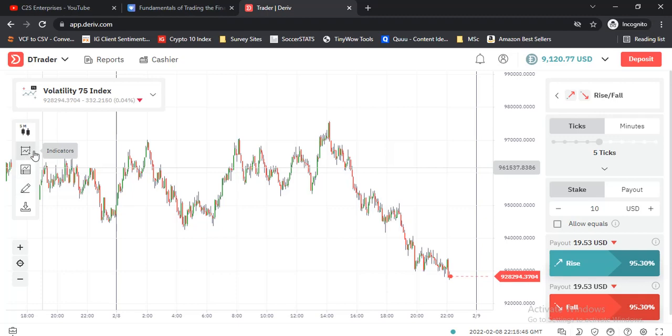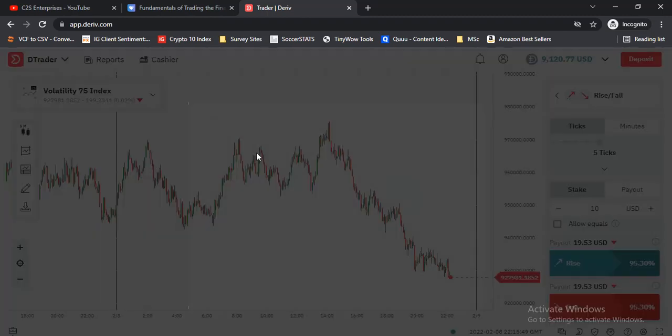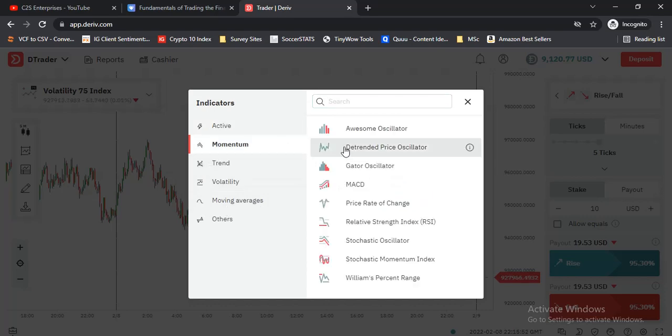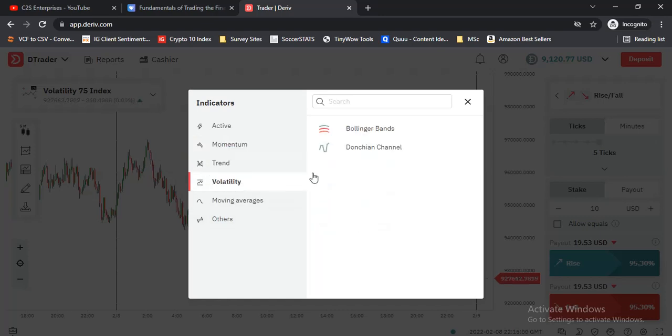So we have the indicator. You can see the indicator tab on the left hand side of your screen. You can go over here, and now we have various indicators. We have the momentum indicators. We're going to pick one here. We have trend indicators, a lot of them.